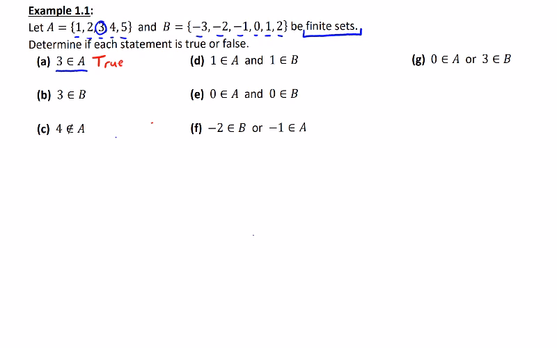Looking at part B, we have that 3 is an element of B. If I go look at set B, I don't see 3 as one of the elements at all. So this represents a false statement. Looking at statement C, this has the is not an element of, and this is claiming that 4 is not an element of set A. However, I can see that 4 is actually an element of set A. So this is a false claim.